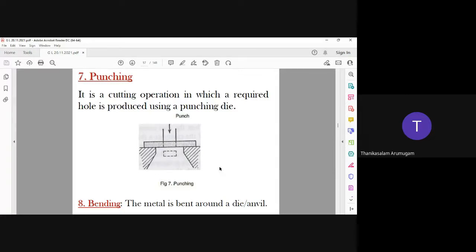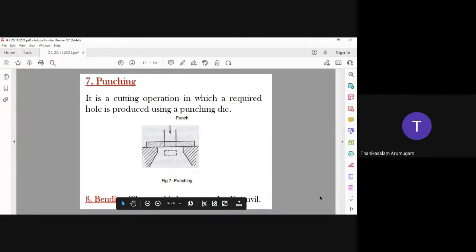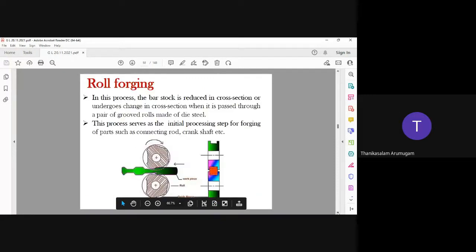Then bending operations. Rolling forging: there are rollers, both rotating in opposite directions, and they reduce the cross-sectional area of the bar.